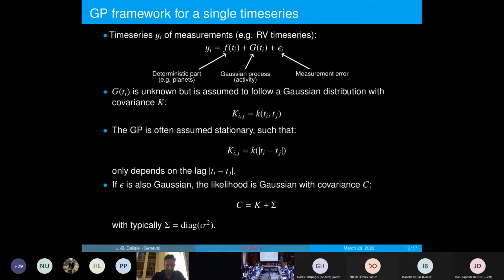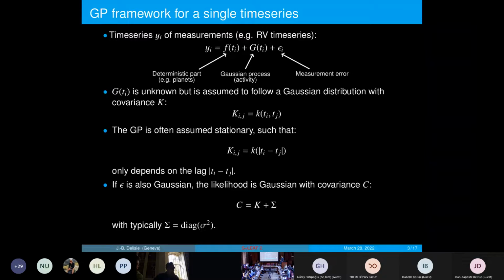So basically, the Gaussian process framework we will use is to model the radial velocity time series with a deterministic part, which corresponds to the reflex motion due to the planets, and a Gaussian process part, which is here to model the stellar activity and some measurement error. So the Gaussian process time series itself, we don't know how it behaves exactly. So it's unknown even when we specify all the parameters of our model.